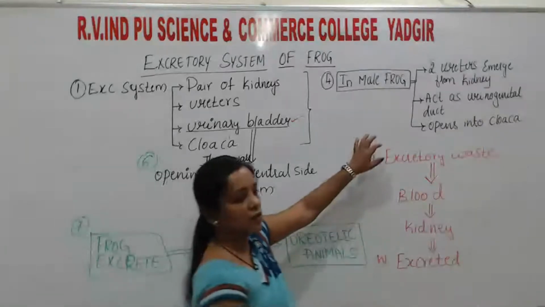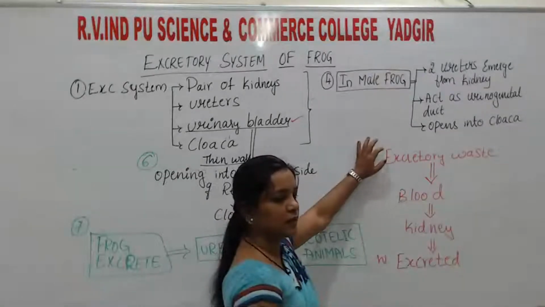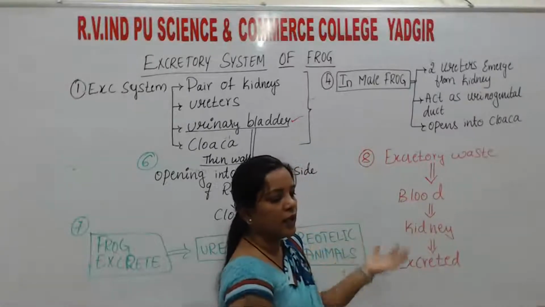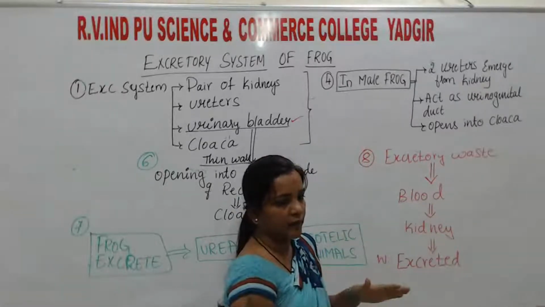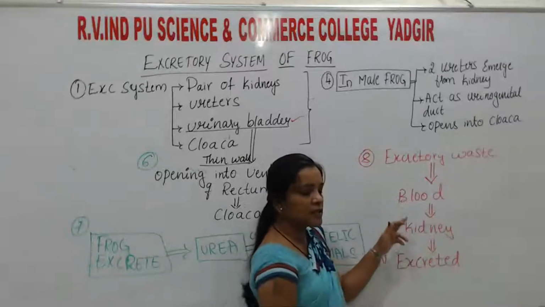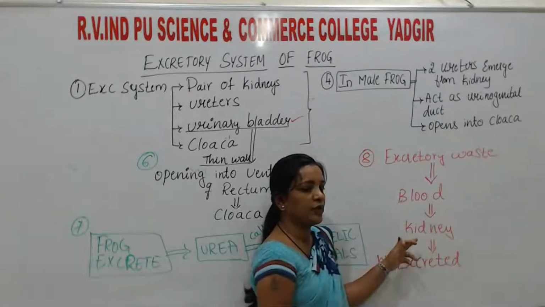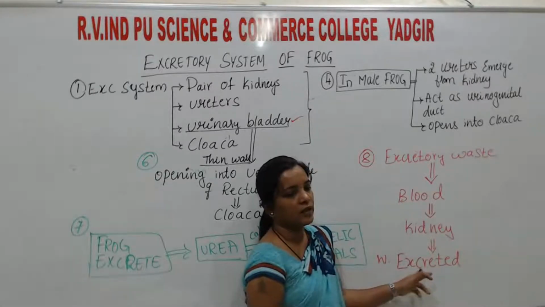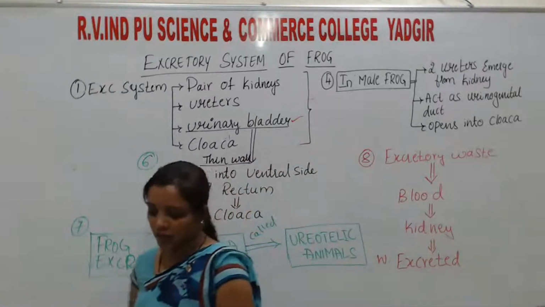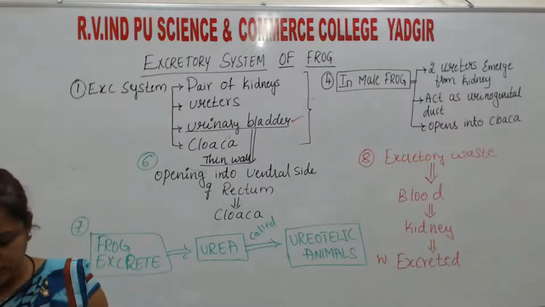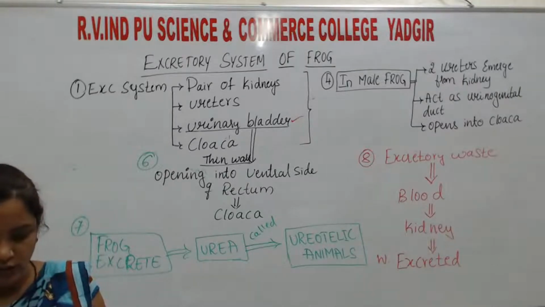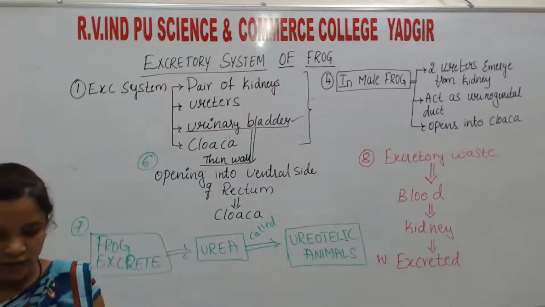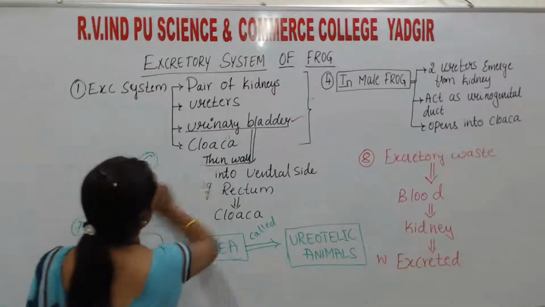And how will excretion take place? First, the waste is collected from the body and added into the blood. The blood is taken to the kidney for purification, for removal of the nitrogen waste. Okay, so this is about the excretory system. Next, let us go to another topic, the endocrine and nervous system.